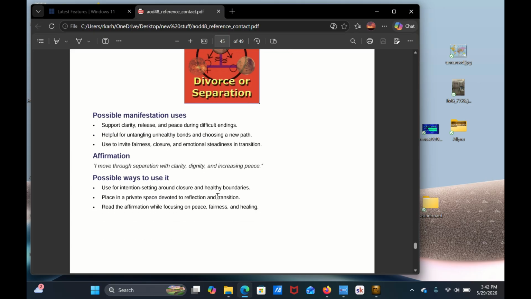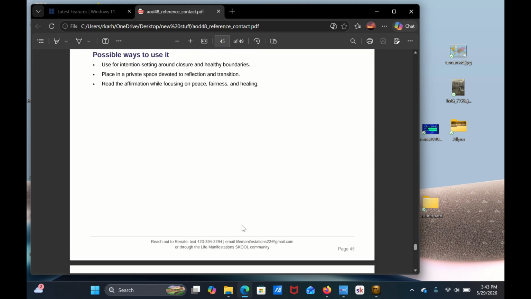Used for intention setting around closure and healthy boundaries. Placed in a private space devoted to reflection and transition. Read the affirmation while focusing on peace, fairness, and healing.